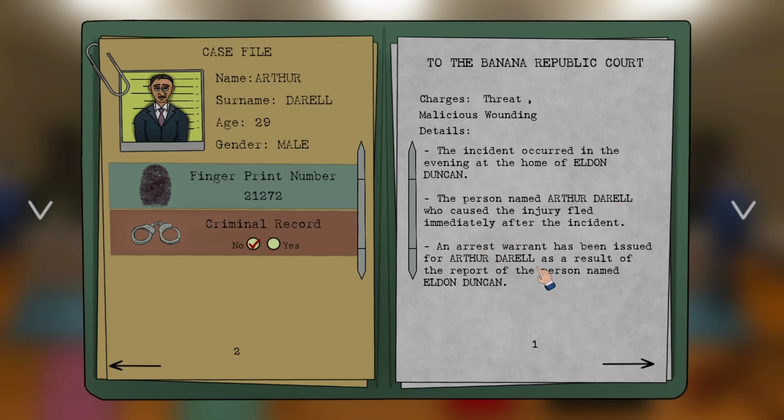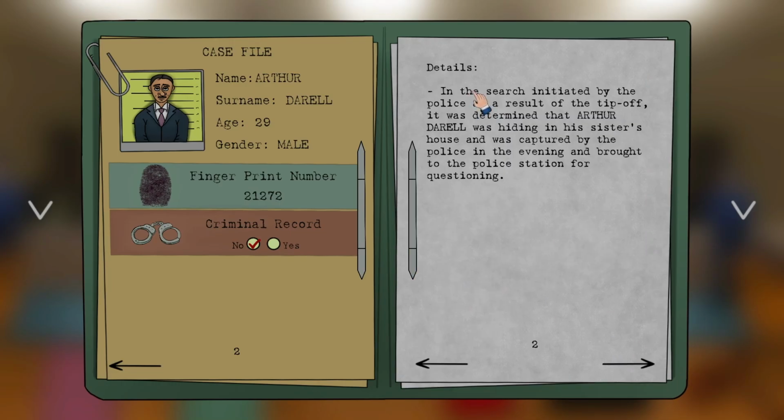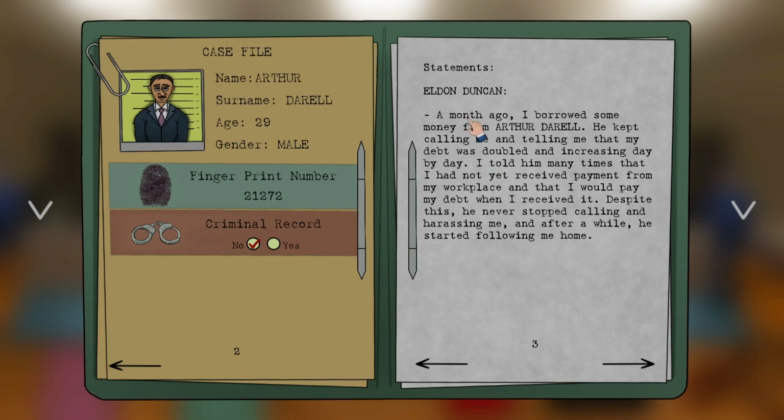An arrest warrant has been issued for Arthur Darrell as a result of the report of the person named Eldon Duncan. In the search initiated by the police as a result of the tip-off, it was determined that Arthur Darrell was hiding in his sister's house and was captured by the police in the evening and brought to the police station for questioning. Here's our statement from Eldon.